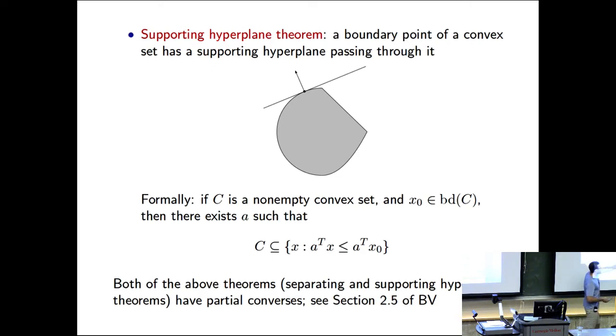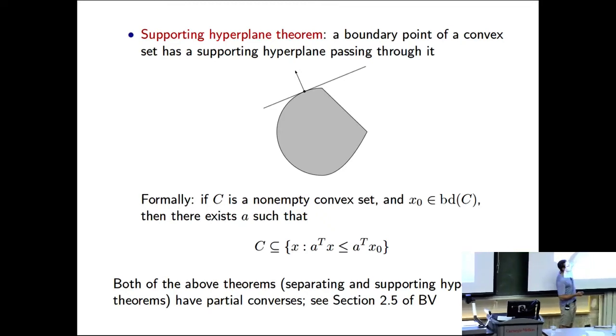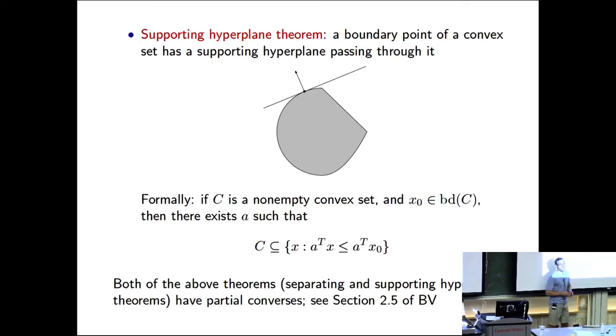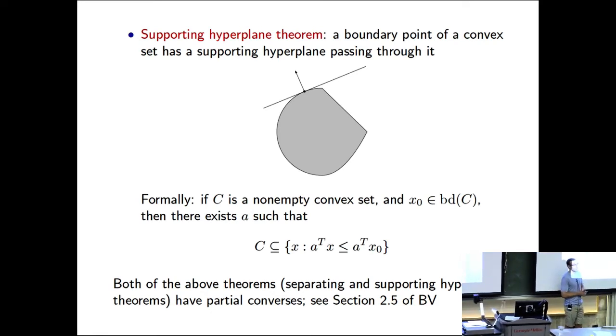I have some A such that A transpose x is less than or equal to A transpose x0 for all points x in the set. So the inner product with this vector A is maximal, and everything in the set lies less than or equal to A transpose x0 for some A.